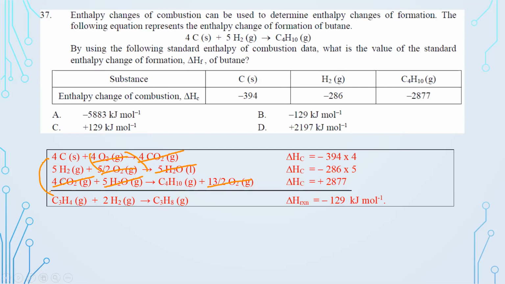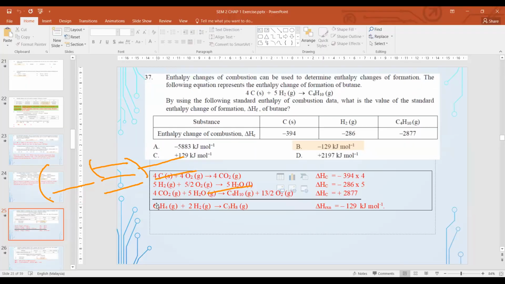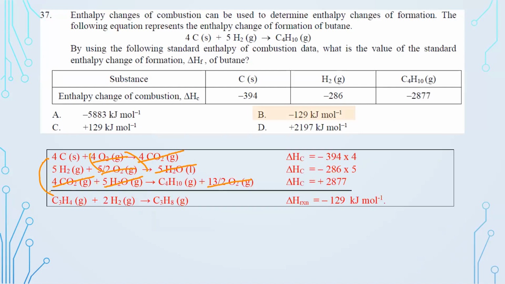Sorry, typing error. Okay, so here I'm going to correct it. So you have 4C plus 5H2 give C4H10. Sorry for my mistakes here. Okay, so you get negative 129 kilojoule per mole. So the answer here will be B. Okay, so this is for 37.